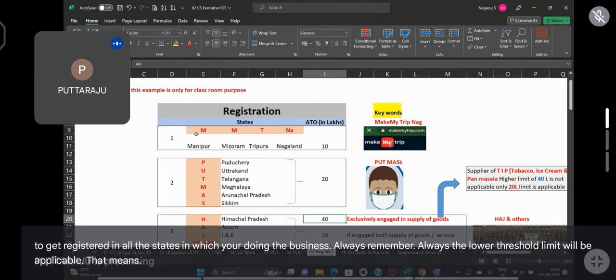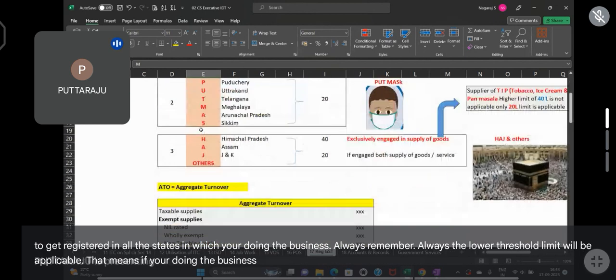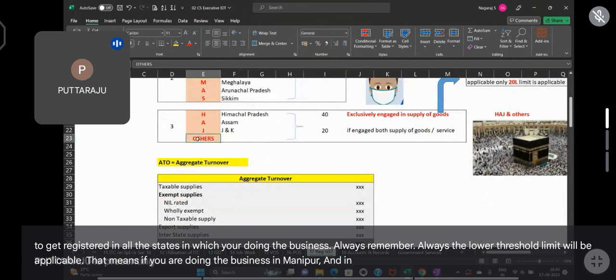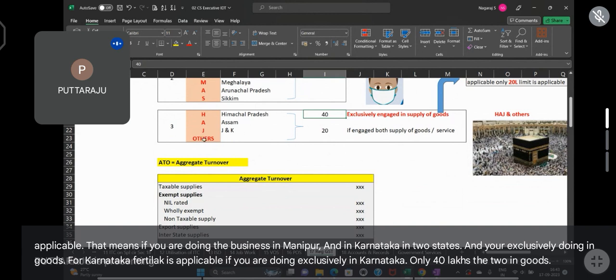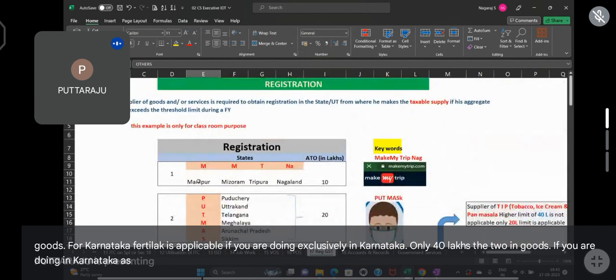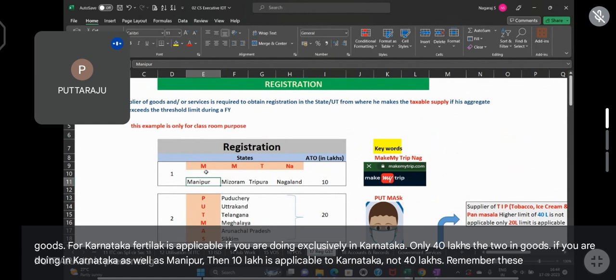That means if you are doing the business in Manipur and in Karnataka, in 2 states, and you are exclusively doing in goods: for Karnataka, 40 lakhs is applicable if you are doing exclusively in Karnataka only, and that too in goods. If you are doing in Karnataka as well as Manipur, then 10 lakhs is applicable to Karnataka, not 40 lakhs. Remember these points. Okay?